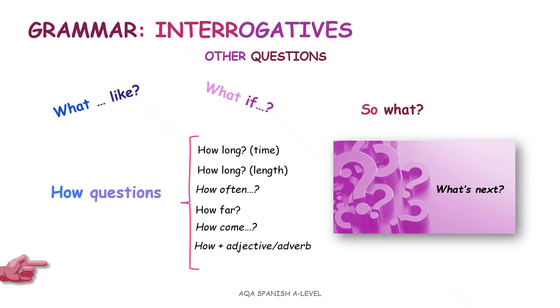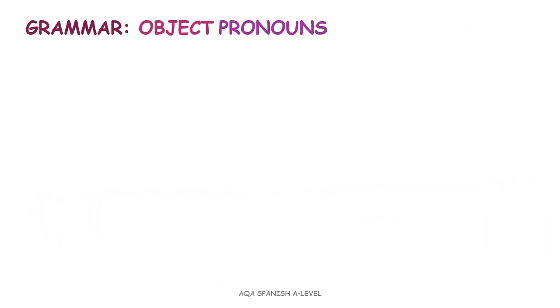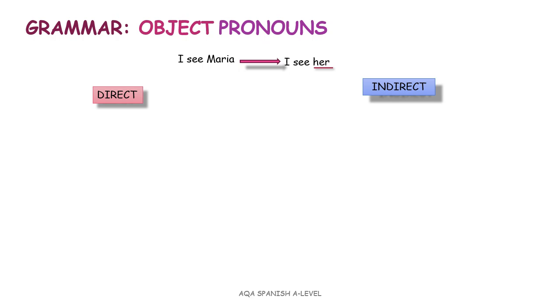Now, what's next? Object pronouns. So, what exactly is an object pronoun? Let's look at an example first. I can say, I see Maria, or I can say, I see her. That "her" is the object pronoun. It replaces the noun to avoid repetition. In Spanish, we have two types, direct and indirect object pronouns. The direct object pronoun is the person or thing that receives the action of the verb directly.